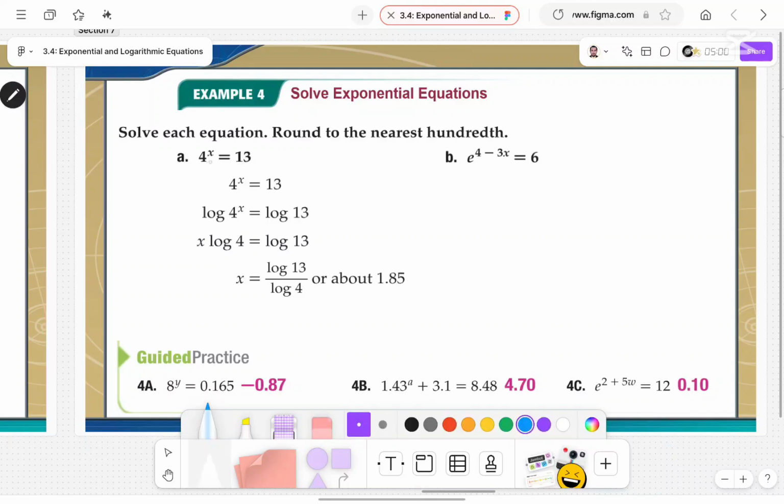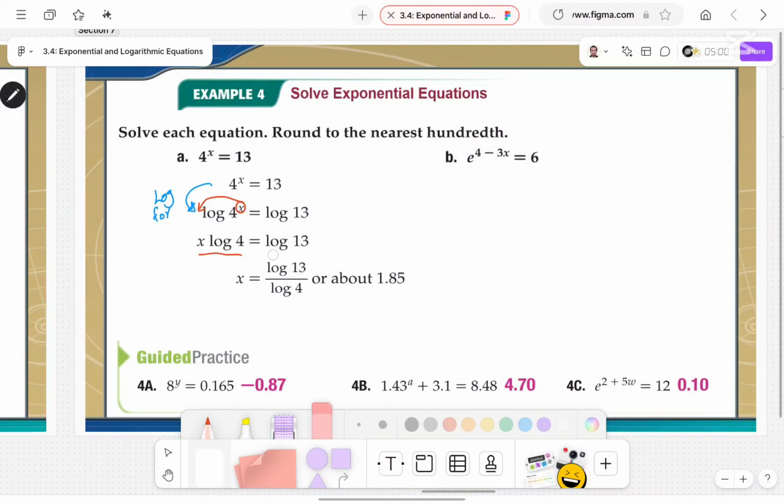Okay, so I can use log on both sides. So let's do log on both sides. So the first step, log on both sides. So now log here and log here. Then after that, we can use one of the properties, which is the power property. So we can take this x before the log, so it becomes now x log 4 equals log 13.